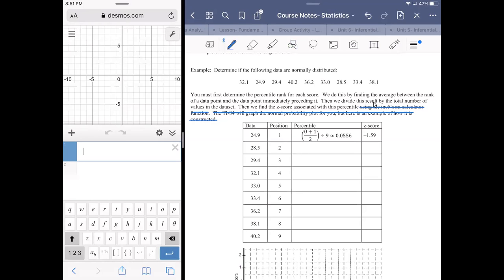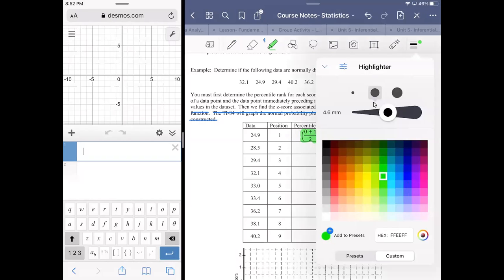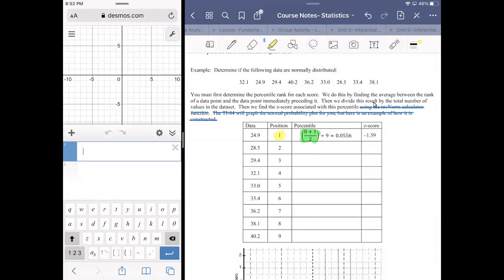So the key ingredient here is the rank. Now, the percentile rank comes from the position of the value, right? And we average that position with the position of the value immediately preceding it. So that first entry, where it says percentile right below it, has this computation. That computation comes from the fact that we're living in the first position, and we're saying we want the position of the data point immediately preceding it, the one before it.